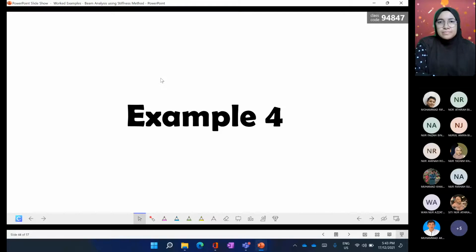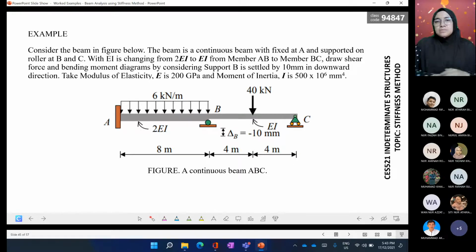Okay, so we are going to analyze a beam considering support settlement. This is example 4. We will analyze using the stiffness matrix method. Okay, this is the beam, ABC, a continuous beam.